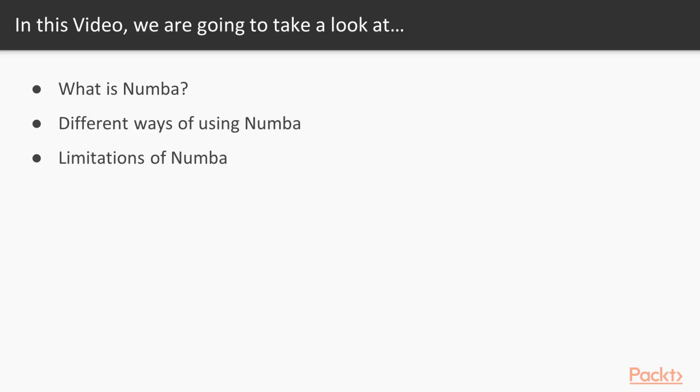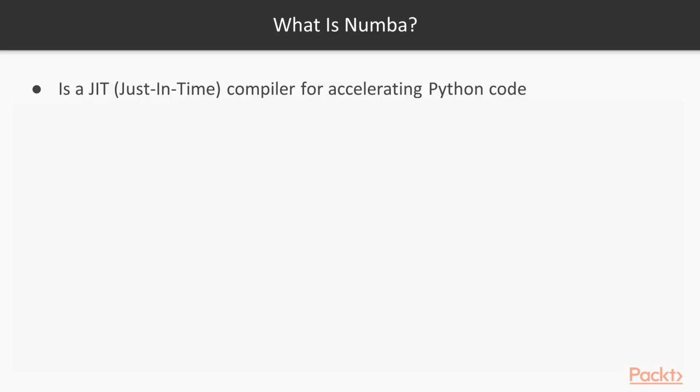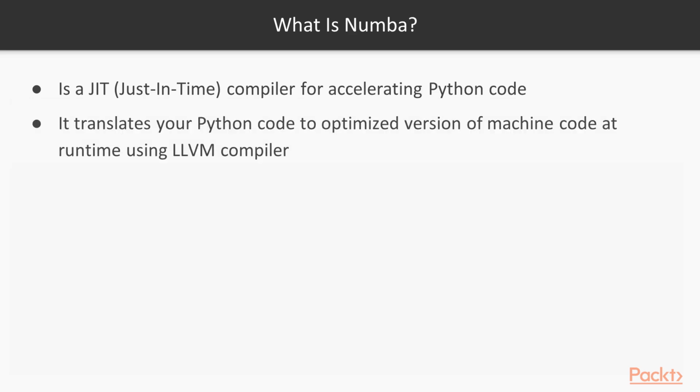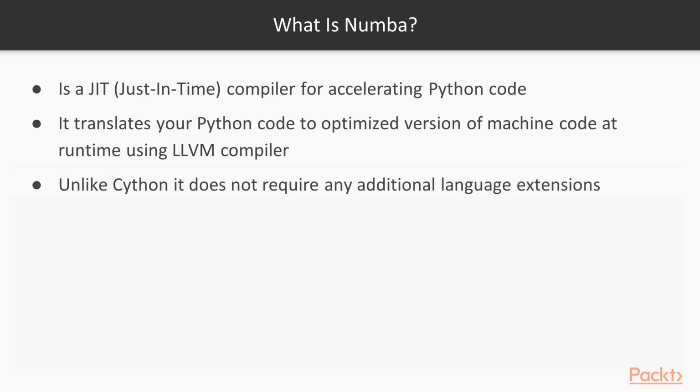So let's go ahead. So what exactly is the Numba module? Numba is a just-in-time compiler for accelerating your Python code. Just-in-time compiler basically compiles the code as and when the first time the function is called. It basically translates your Python code to an optimized version of machine code at runtime using LLVM compiler. Unlike Cython, it does not require any external language extensions.